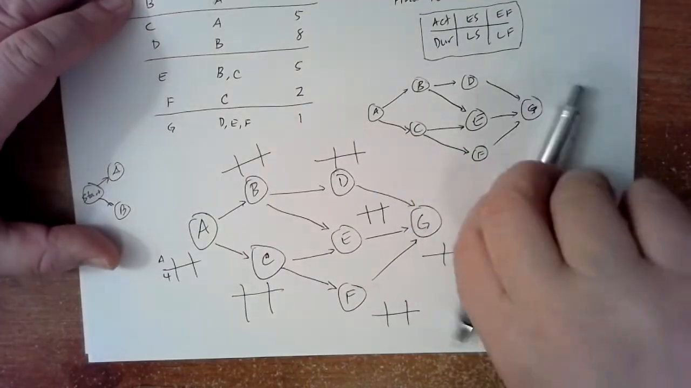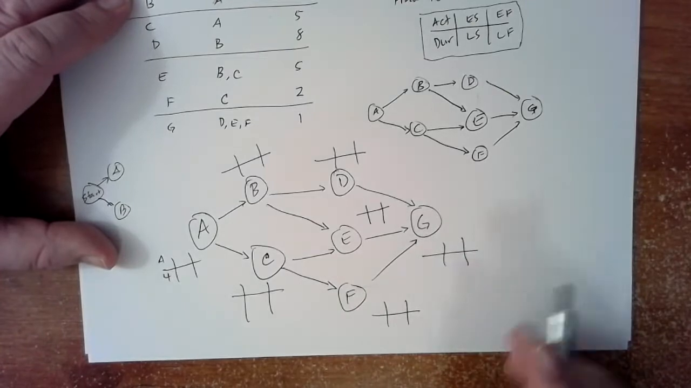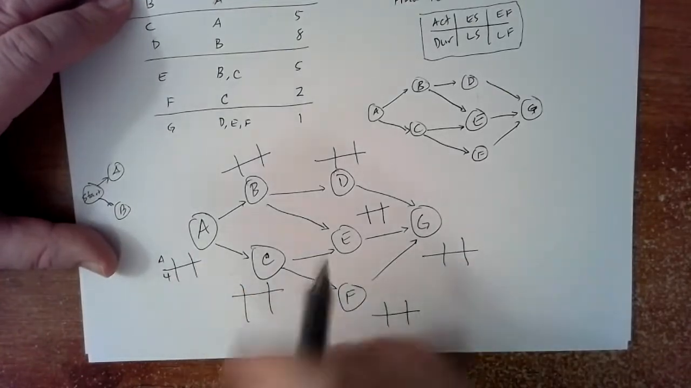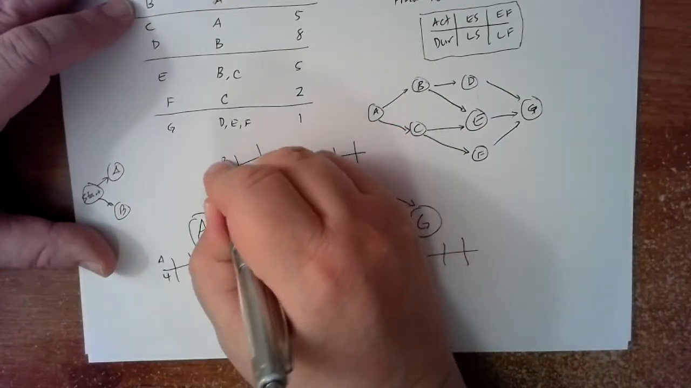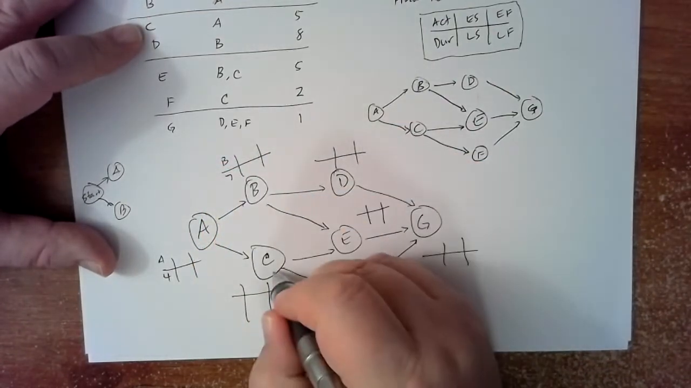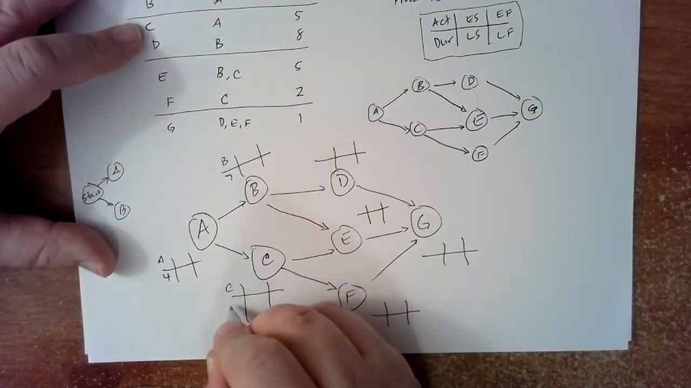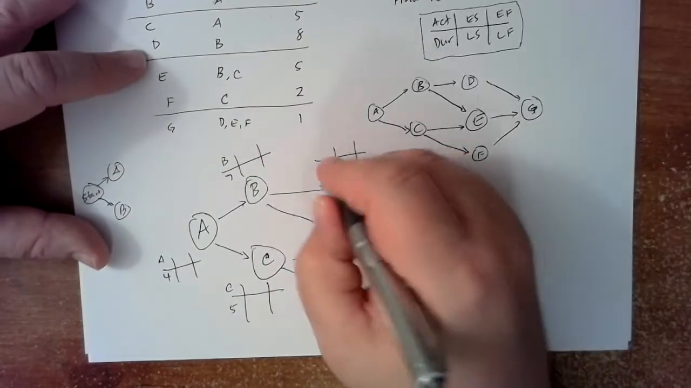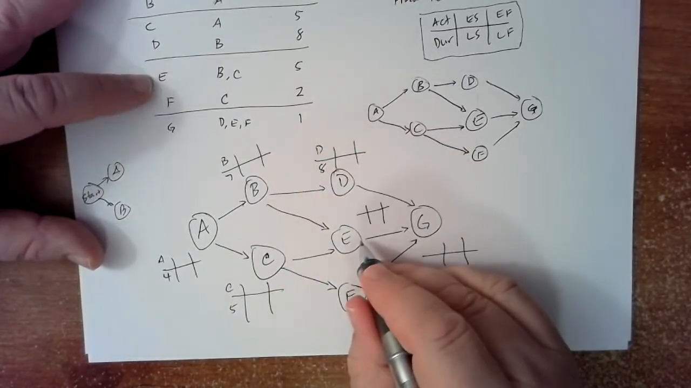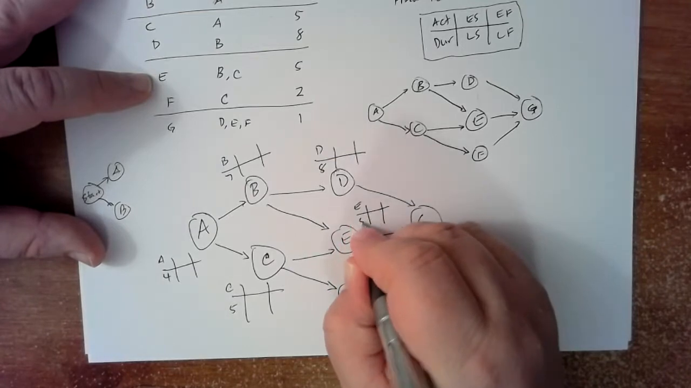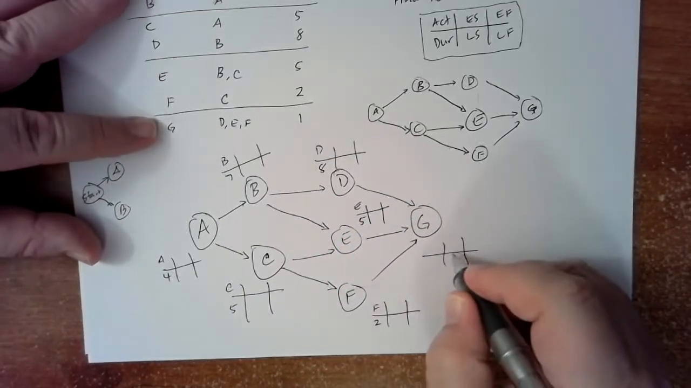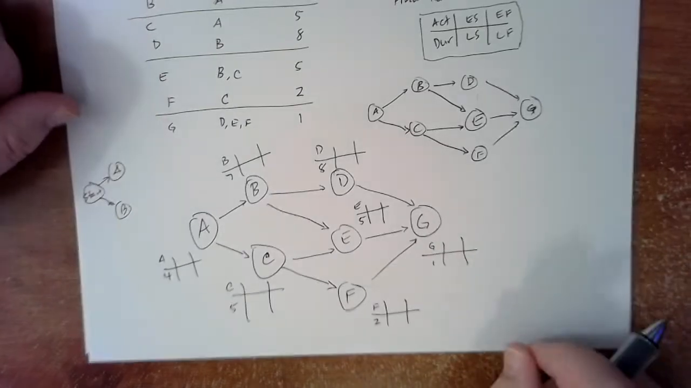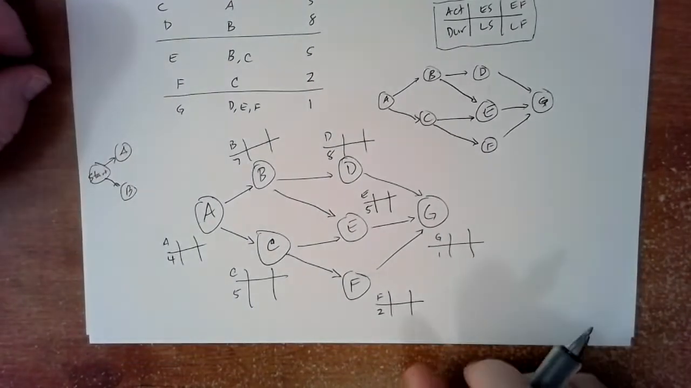All right, so I've got the diagram set up here real quick. So let me go ahead and put in my activities with durations really fast. We'll take our B and our 7. C will be 5. D is 8. E is 5. F is 2. And G is 1. Good. Now we're ready to start our forward pass.